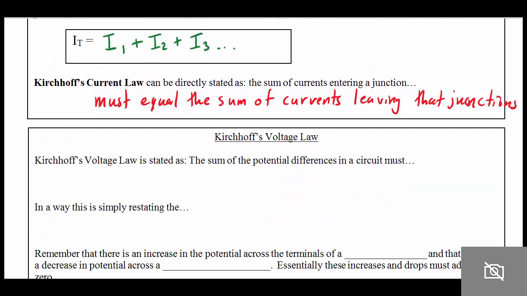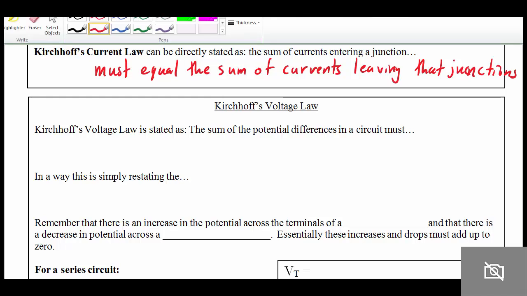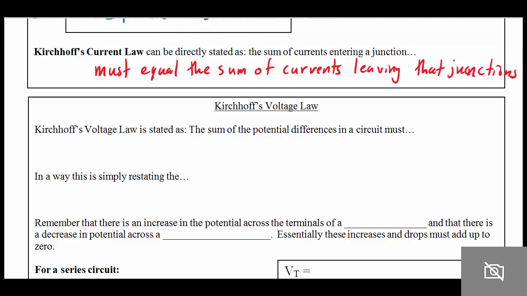So let's look at voltage. There's a Kirchhoff's law for voltage, and the way we state this is the sum of the potential differences in a circuit must add up to 0. That is to say, when we look at all the total ramps up and drops in voltage, those have to add up to 0. And that's just another way of restating the law of conservation of energy.